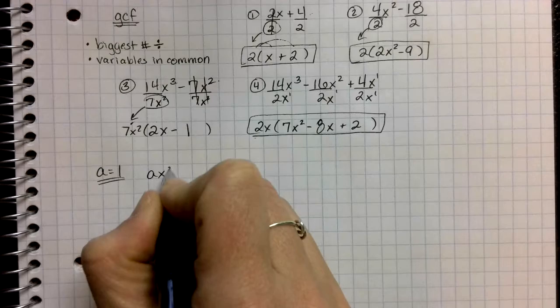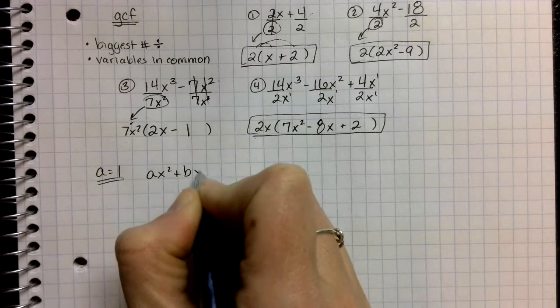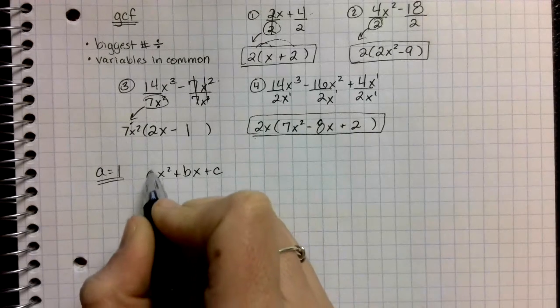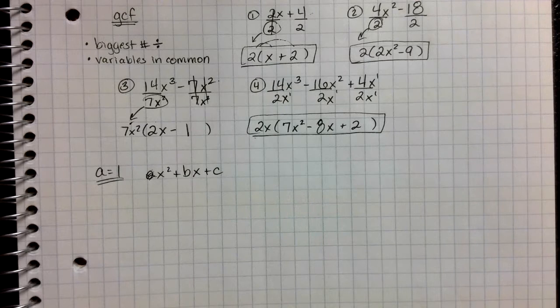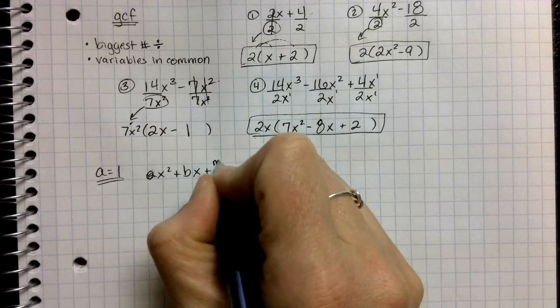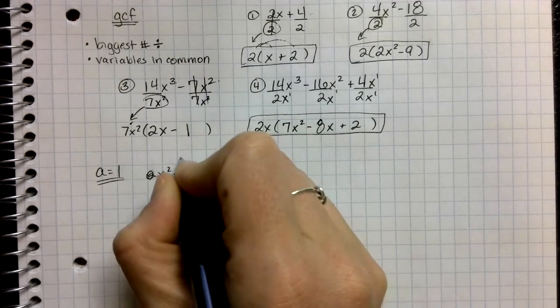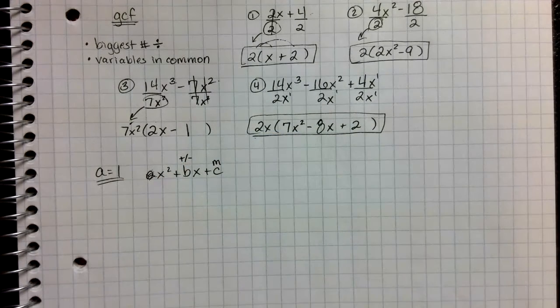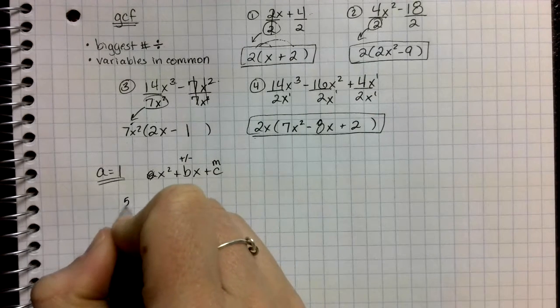So remember these trinomials, ax squared plus bx plus c. We're essentially saying we don't have to worry about an a value because it's just 1, which doesn't do anything for us. So the whole idea of what we do here is we multiply to get the last term, add or subtract to get the middle term. So a couple of quick examples of that.